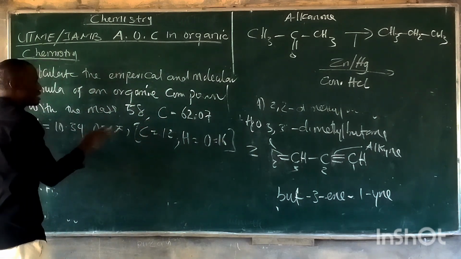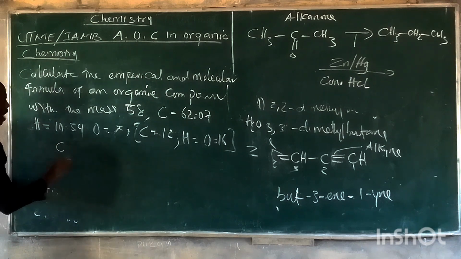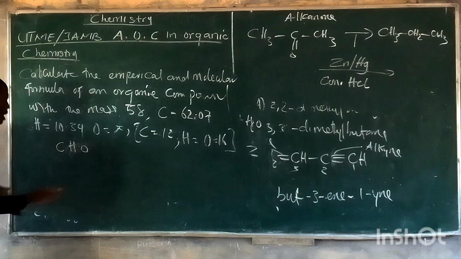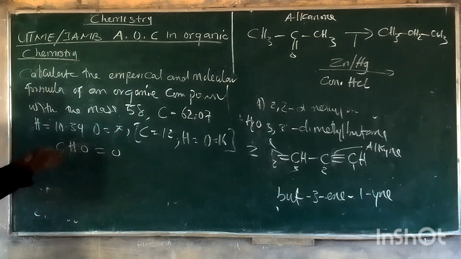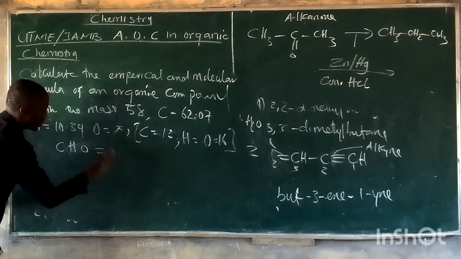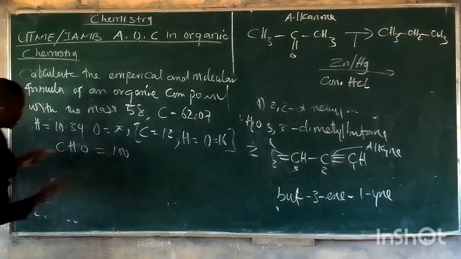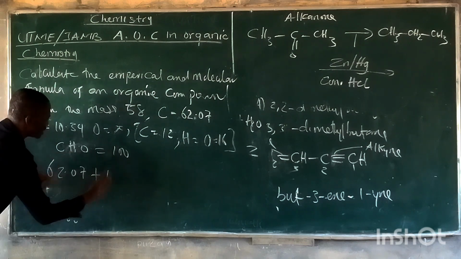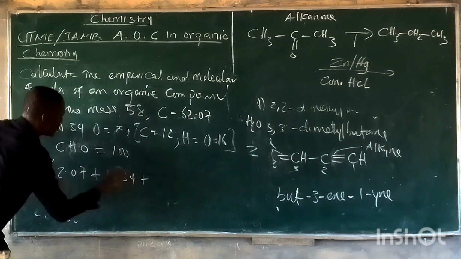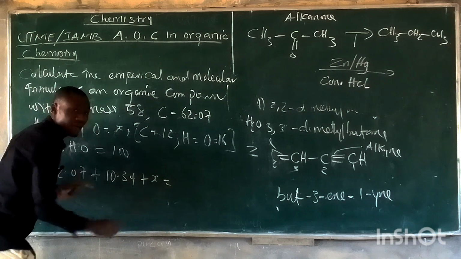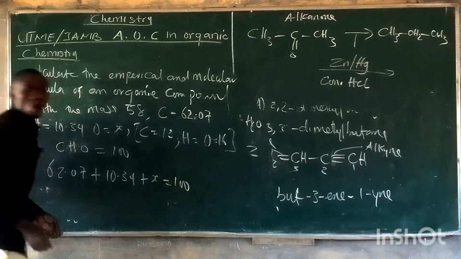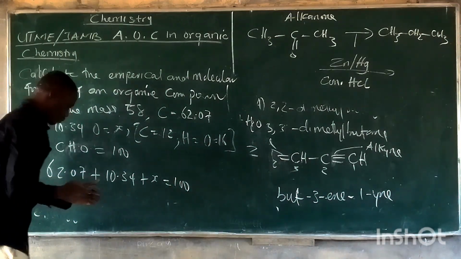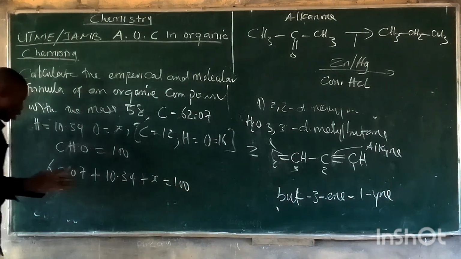The first thing is to find the percentage of oxygen. Notice that carbon plus hydrogen plus oxygen, that is CHO actually, will give you 100. The whole percentage of C, H, and O should be 100. Now for the carbon it is 62.07, for the hydrogen it is 10.34, for the oxygen it is X, we don't know that, and then it equals 100. Now let me go to the calculator.